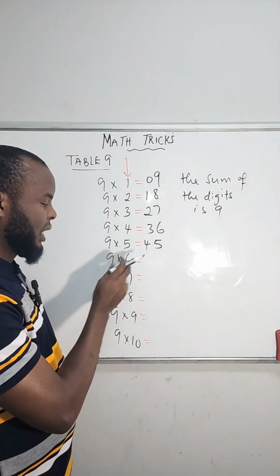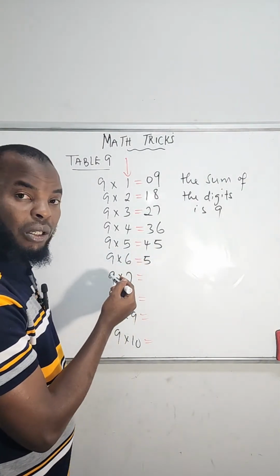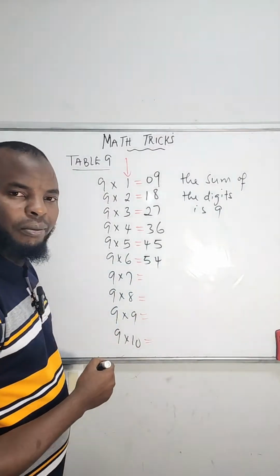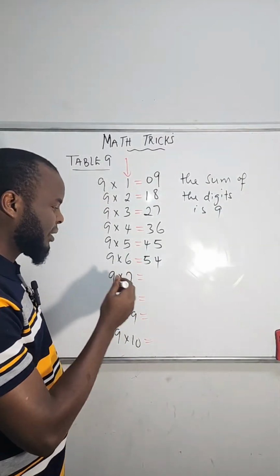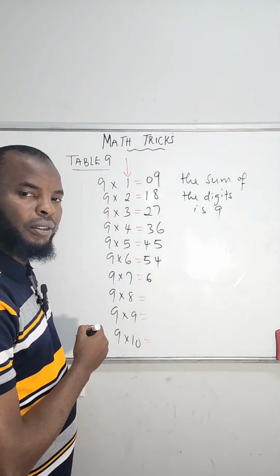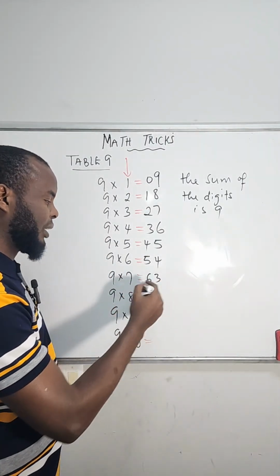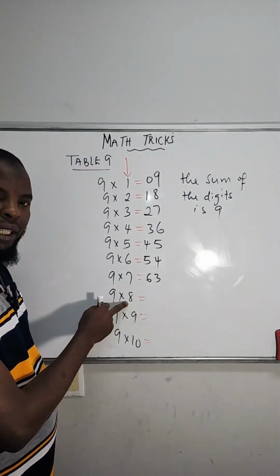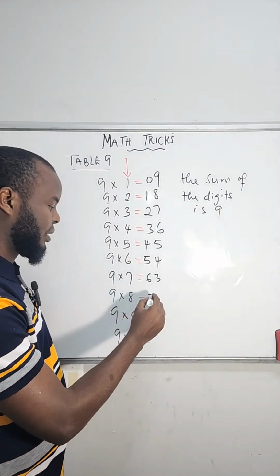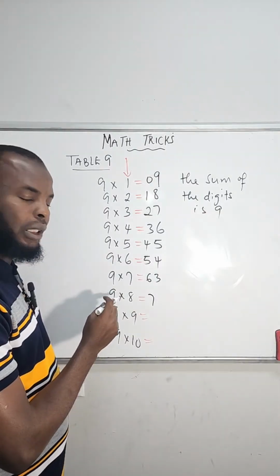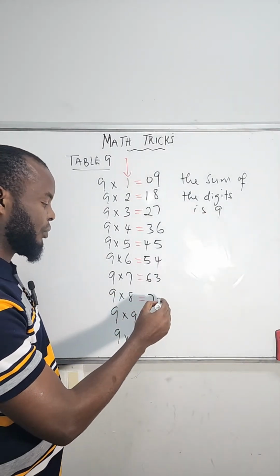Take one less of 6, what is it? 5. To make up 9, add 4 to it. You take one less of 7, you have 6. And to make 9, you have 3. If you take one less of 8, you have 7. If you add 1 to it, to make up 9, you have 2.